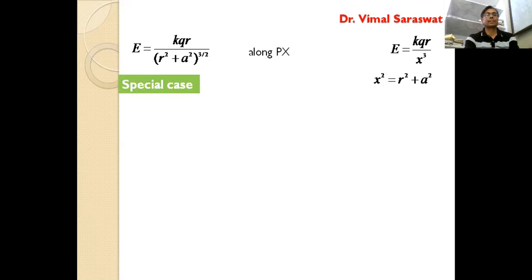Now in special cases, when P lies at the center of the loop, it means r is equal to 0. If we substitute r is equal to 0 here, then this electric field will be 0. So the net electric field in this case will be 0.